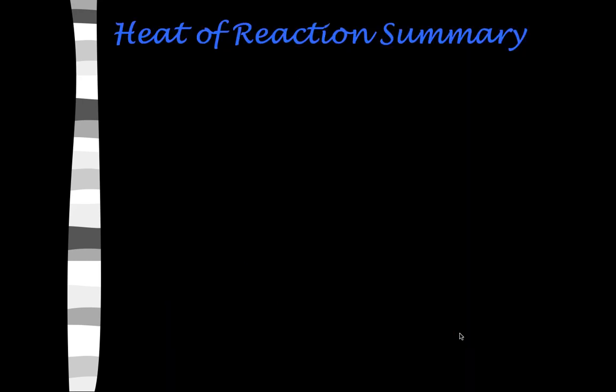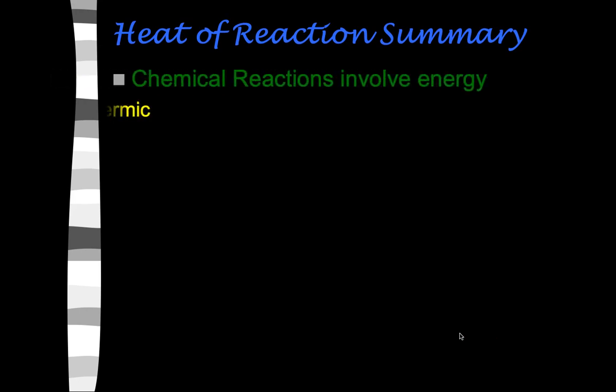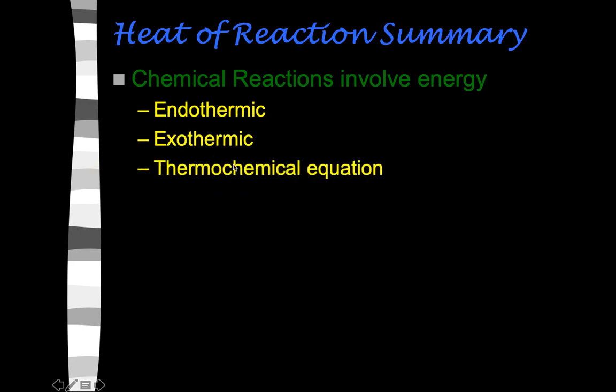All right, welcome back. Let me give you a little summary. You can either use this as your summary or use this to help you write your own summary, but let me just kind of wrap up what we talked about. Chemical reactions also involve energy. It can be an endothermic or an exothermic reaction, heat going in to make the reaction happen, heat releasing because the products are more stable.